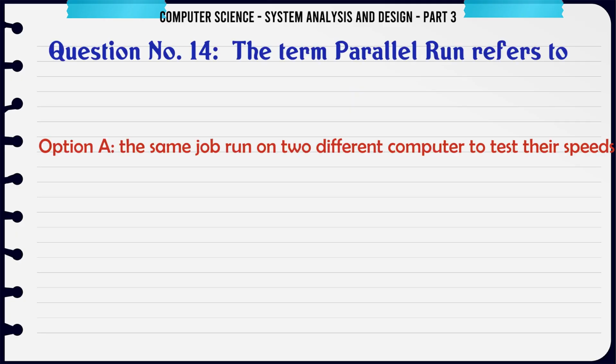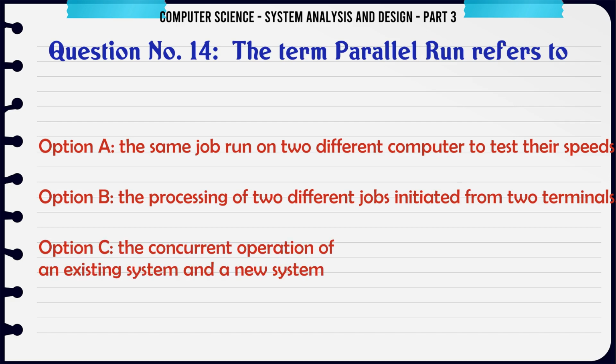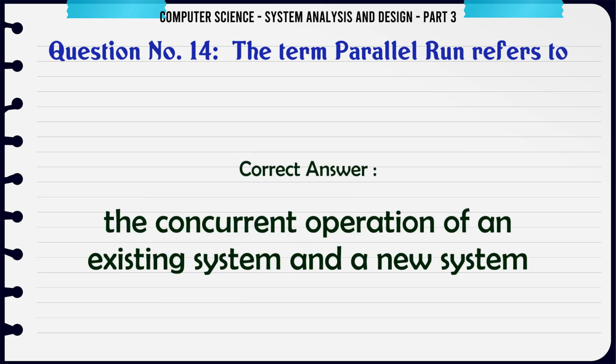The term parallel run refers to: A. The same job run on two different computers to test their speeds, B. The processing of two different jobs initiated from two terminals, C. The concurrent operation of an existing system and a new system, D. All of the above. The correct answer is the concurrent operation of an existing system and a new system.